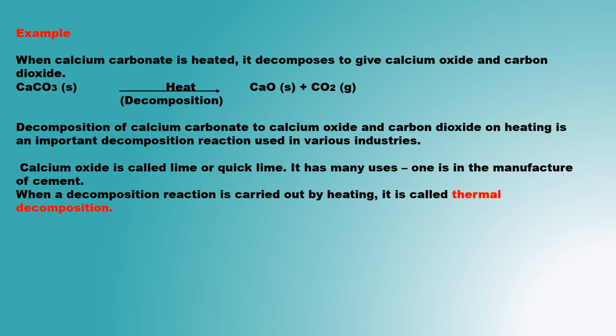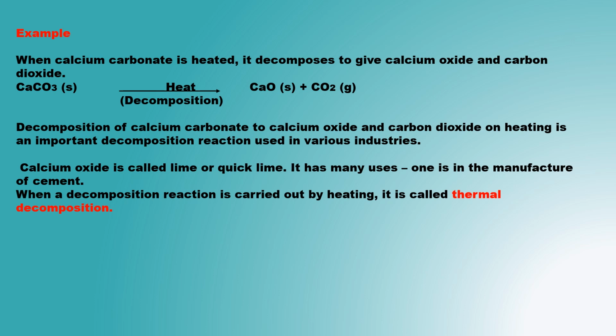When calcium carbonate is heated, it decomposes to give calcium oxide and carbon dioxide. In this reaction, one substance, calcium carbonate, is breaking up into two simpler substances, calcium oxide and carbon dioxide, so this is a decomposition reaction. Please note that calcium carbonate is also called limestone, and calcium oxide formed from it is called lime or quicklime.